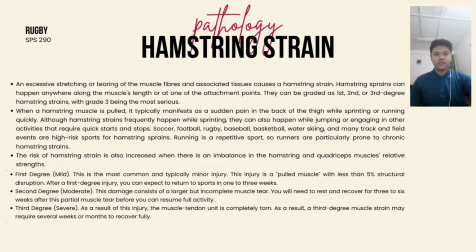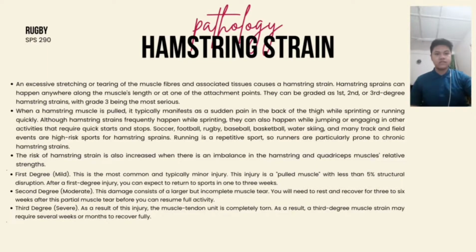Okay, next I will explain about the pathology, cause and effect of the second injury, which is hamstring strain injury. An excessive stretching or tearing of the muscle fibers and associated tissues causes a hamstring strain. Hamstring strain can happen anywhere along the muscle's length or at one of the attachment points. They can be graded as first, second, and third degree hamstring strain, with grade 3 being the most serious.